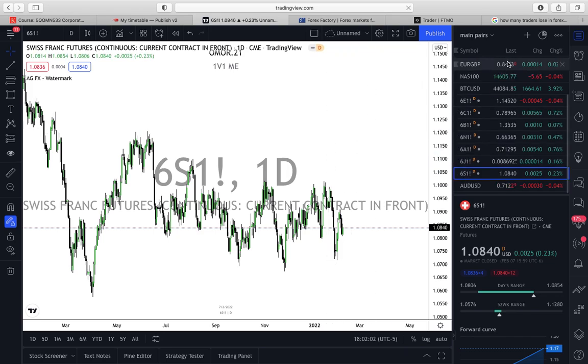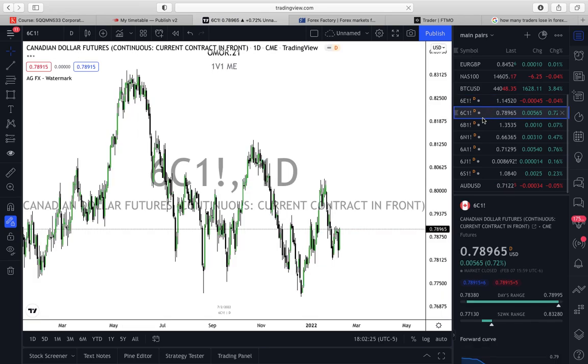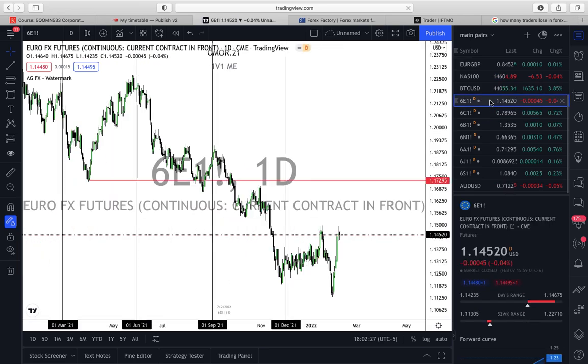If you type this in, you want 6S with the exclamation mark, and that's going to give you the future for that currency. E is for Euro, C for Canadian, B for British Pound, N for New Zealand, A for Australian, J for Japanese Yen, S for Swiss franc. What this does, and this is so key, all the future does is look at the currency itself, the strength of the currency itself, not a pair. It looks at it alone.